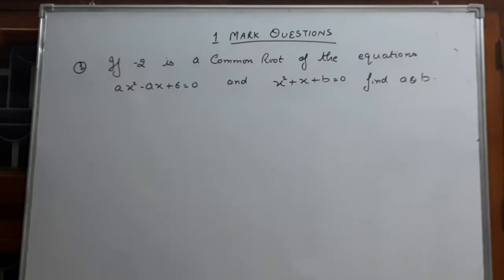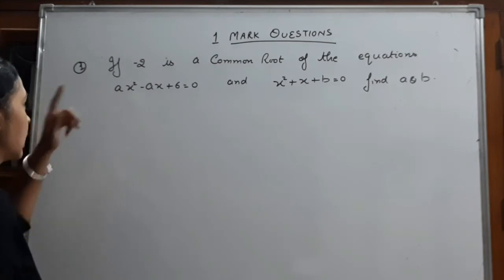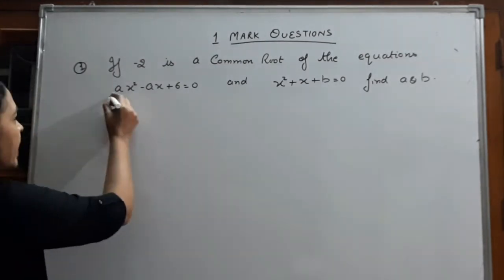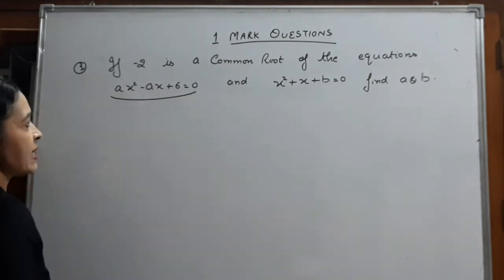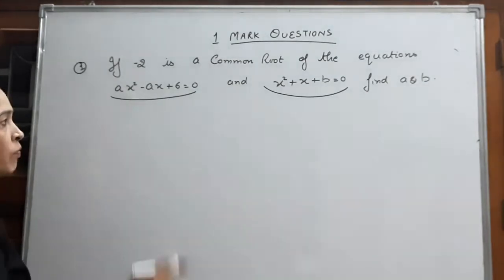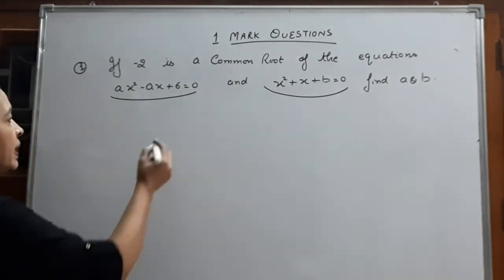Hello students, let's do some more 1 mark questions. If minus 2 is a common root of the equations ax square minus ax plus 6 and x square plus x plus b equals to 0, we have to find the value of a and b.